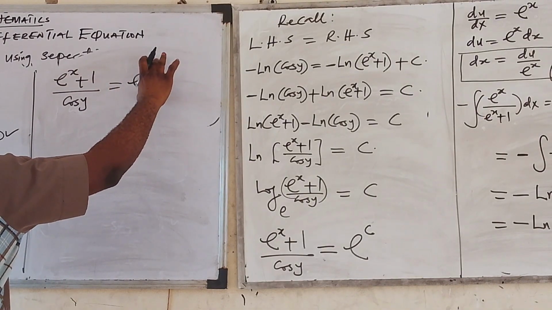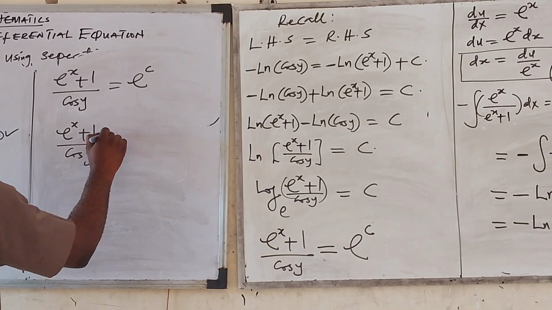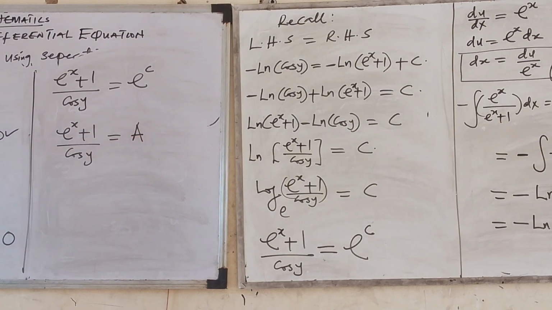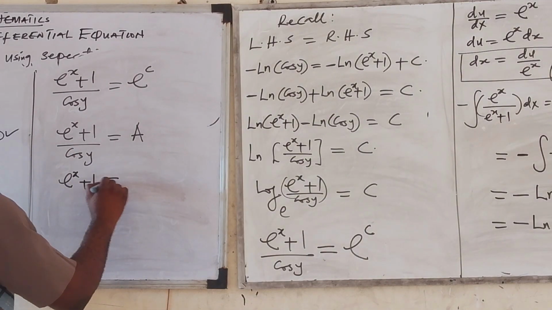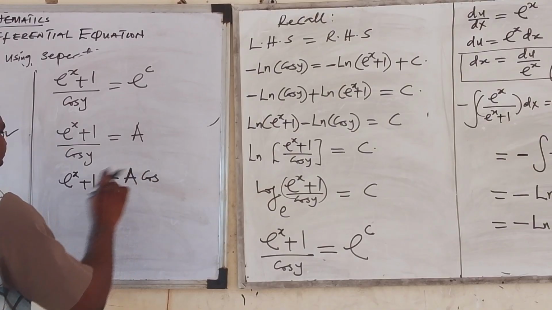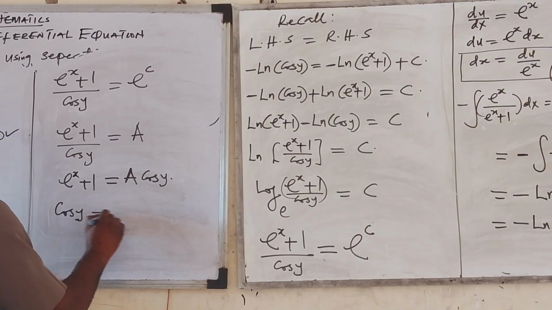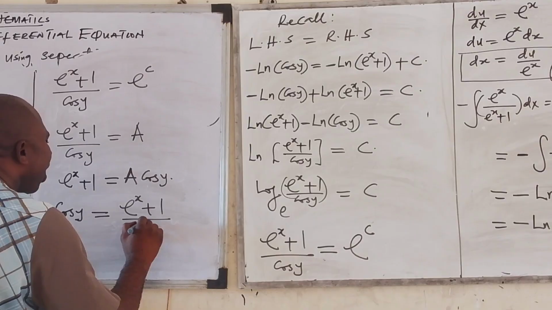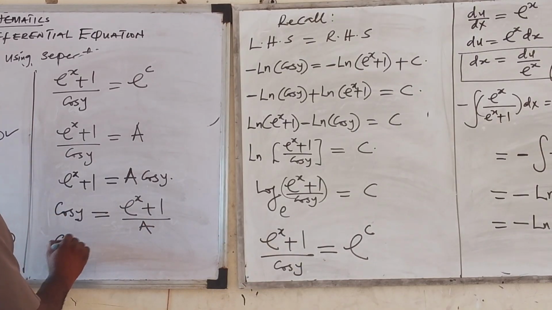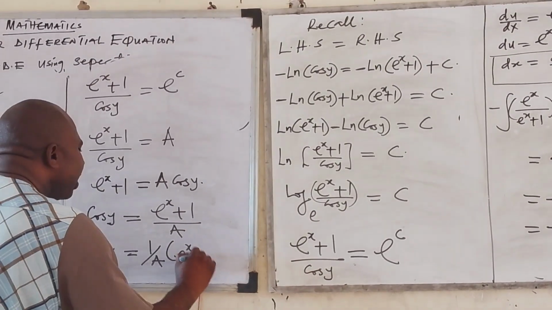So this is an arbitrary constant, and we can call e power c, let's call it a. Yes, a is also an arbitrary constant. So when you cross multiply, we have e power x plus 1 is equal to a cos y. Making cos y the subject, cos y will be equal to e raised to the power of x plus 1 all over a, or you can write cos y is equal to 1 all over a in bracket e raised to the power of x plus 1.